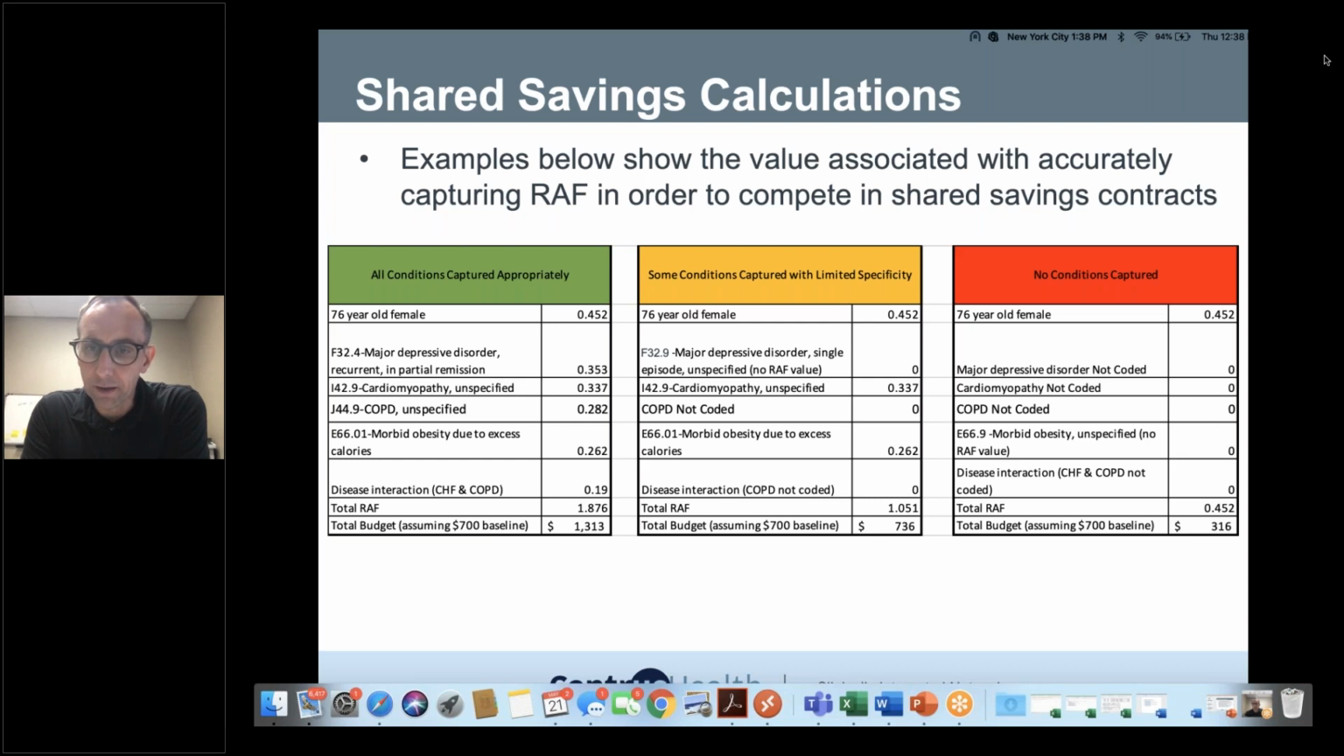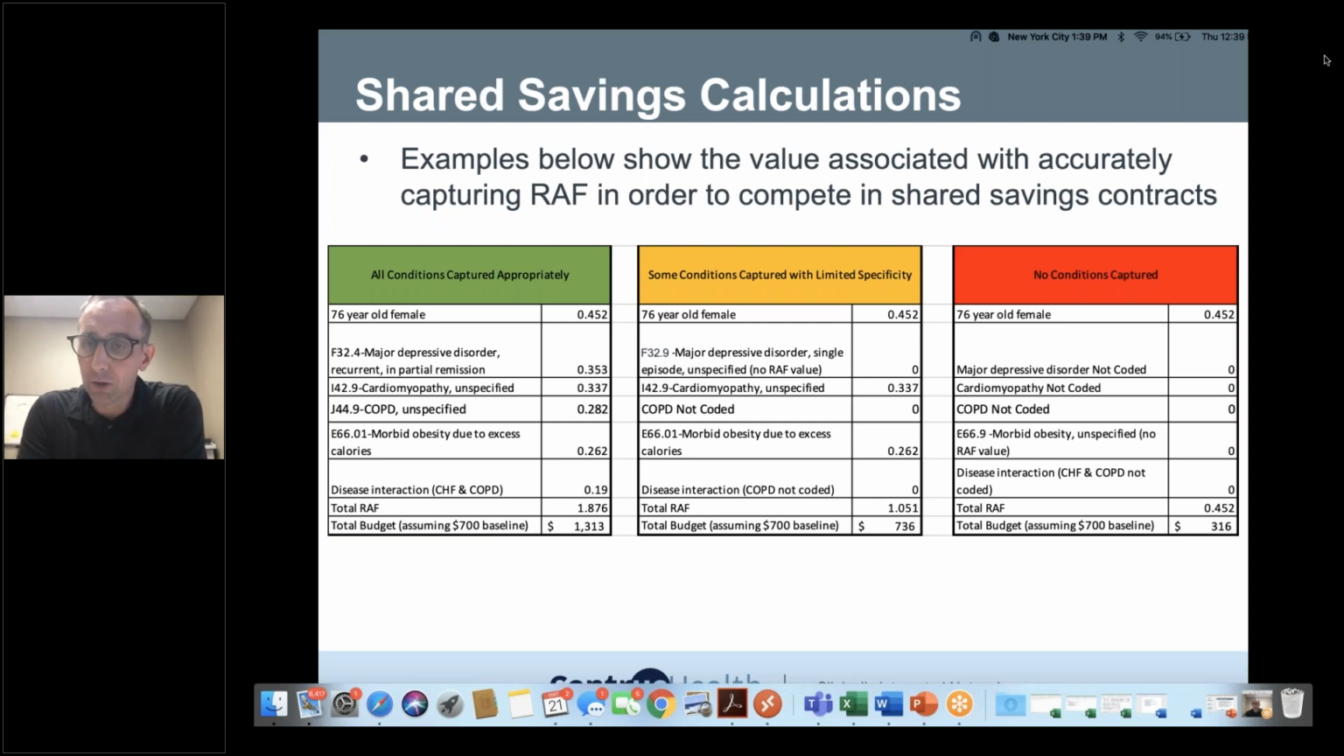You can see the top line there. And what we know about this patient is in the past, they've been diagnosed with major depressive disorder, cardiomyopathy, COPD, morbid obesity, and that if all these codes were coded, they'd accumulate into an average risk score.